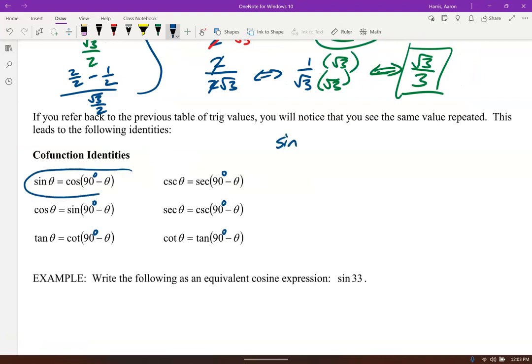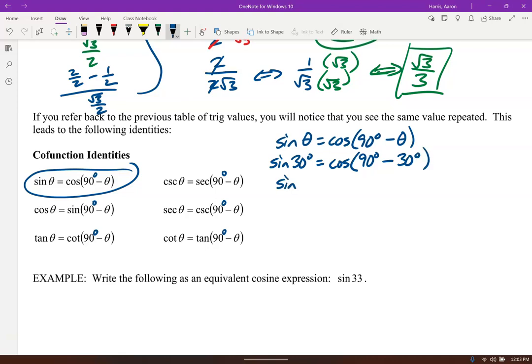So let's take this first one. Sine of theta is cosine of 90 degrees minus theta. So I said, let's let theta be 30 degrees. And let's use this. Remember our theta is 30 degrees here. The sine of 30 degrees is the same as the cosine of 60 degrees.